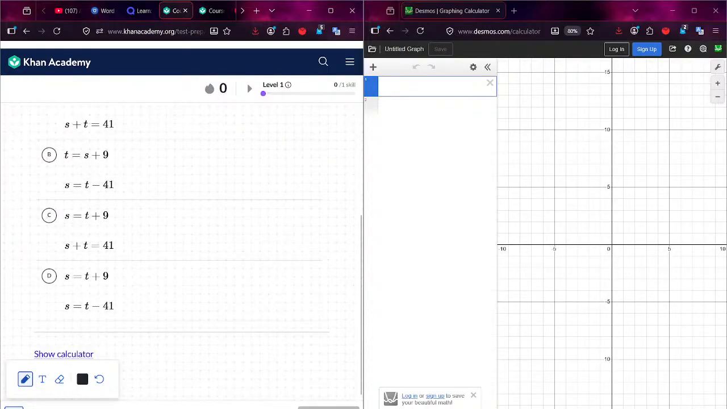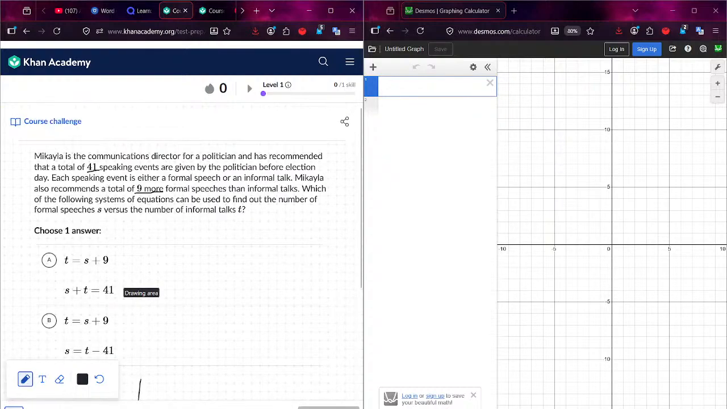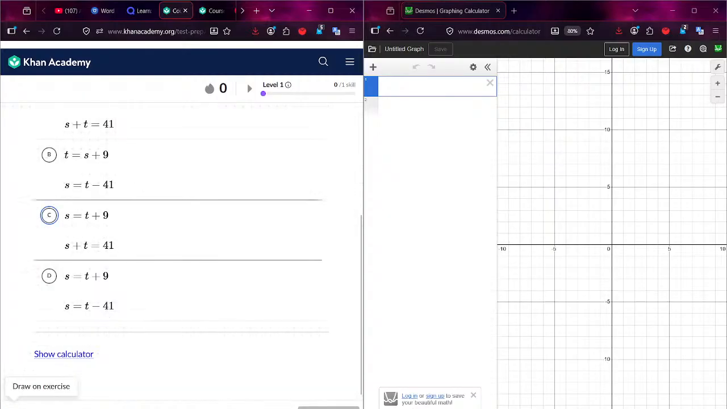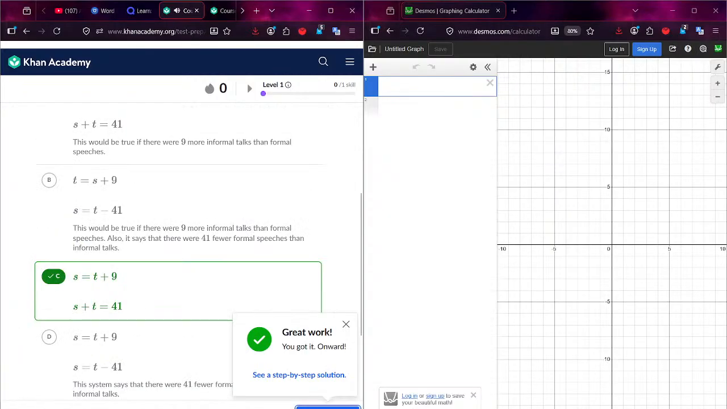So it's going to be either C or D, right? And it's going to be a total of 41. So it's added together equals 41. So this is the plausible option. So it's going to be C. There we go.